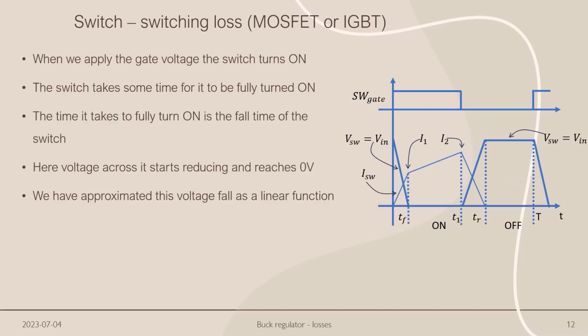Let us now look at the switching loss of a switch. When the gate voltage is applied, the switch is turned on. As the switch is on, the voltage across the switch is 0 volt. The current flowing in it is the inductor current. Now the switch is said to be turned on. However, the switch takes some time to be fully on. This is the fall time of the switch.